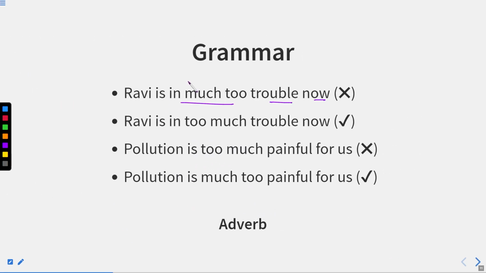But Ravi is in much too trouble now. Now, trouble is again a noun, so we cannot write much too over here. That will be incorrect. The correct one will be Ravi is in too much trouble now. Trouble is a noun, so the structure is correct. Pollution is too much painful for us.